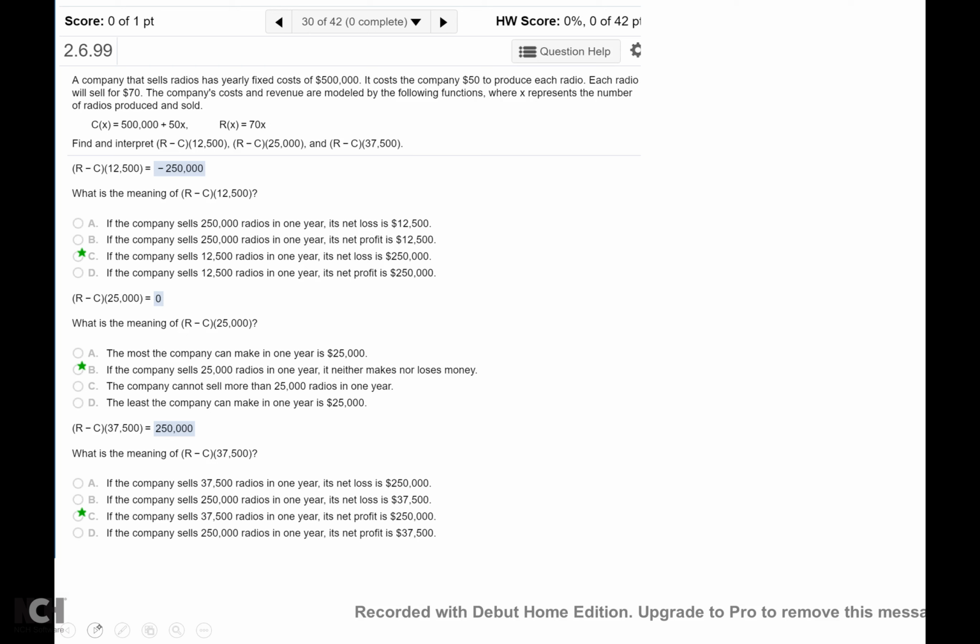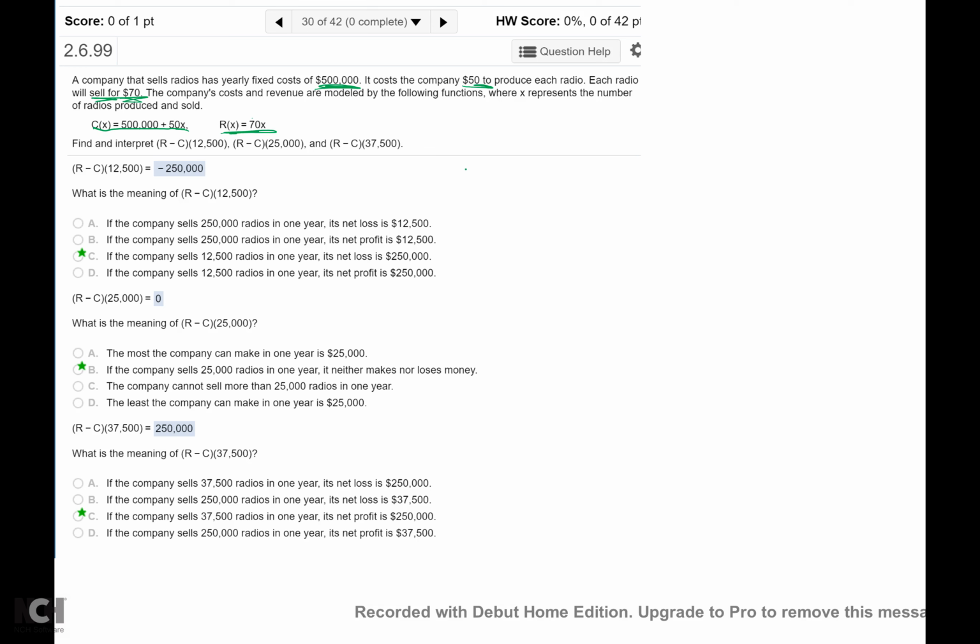All right. It says a company that sells radios has yearly fixed costs of $500,000. It costs the company $50 to produce each radio. Each radio will sell for $70. The company's costs and revenues are modeled by the following functions, where x represents the number of radios produced and sold. So again, your cost function, it costs you $500,000 plus $50 for every radio you make. Your revenue function, that's what you make. Since you're selling them for 70, you're going to make 70 per radio you make.